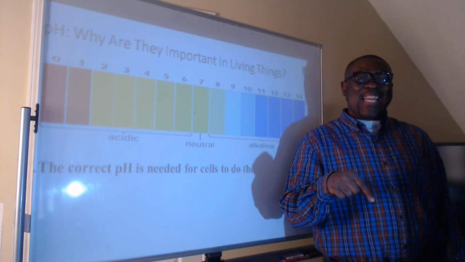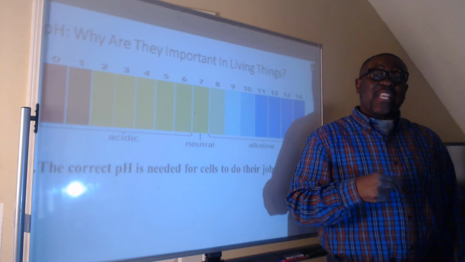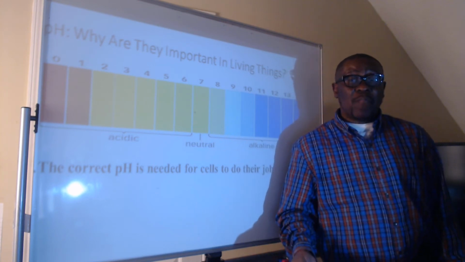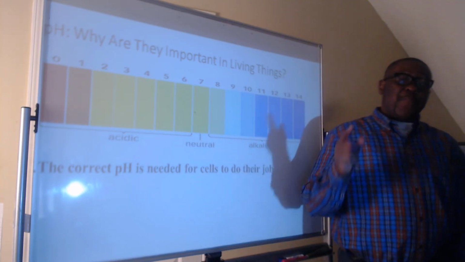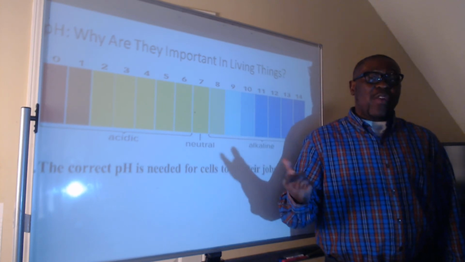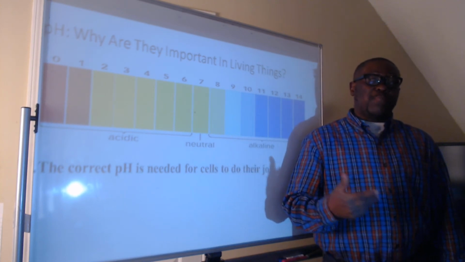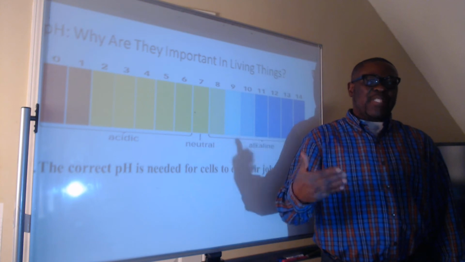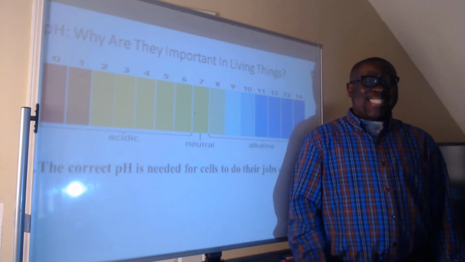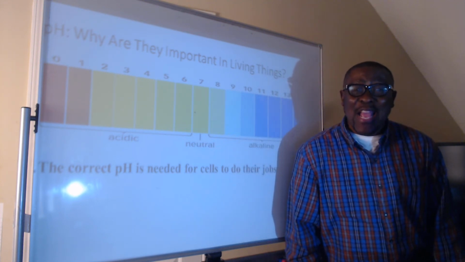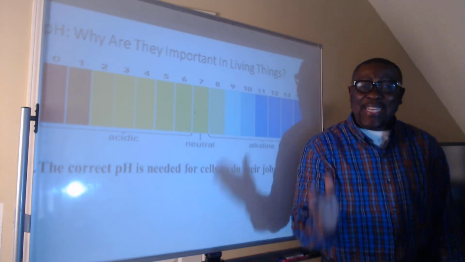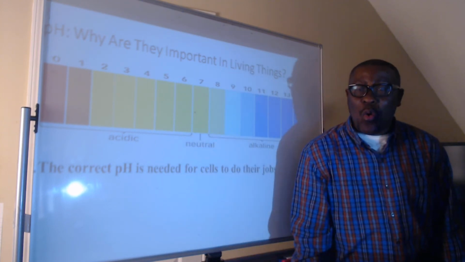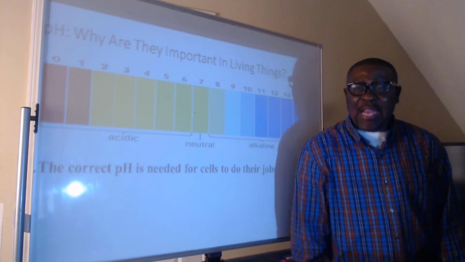Inside the intestine, the pH is not 1 as it was inside the stomach. So if the pH in the intestine is for whatever reason 1, that cell is not going to behave correctly. Why? Because the pH is too low. Some cells don't like that.